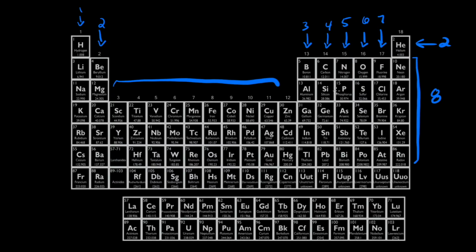And so we need to know carbon and hydrogen. So carbon is going to be right here, and hydrogen is going to be right here. So we need to know that carbon is going to have 4 valence electrons, and hydrogen will have 1 valence electron. So knowing that information, let's go back to the problem.